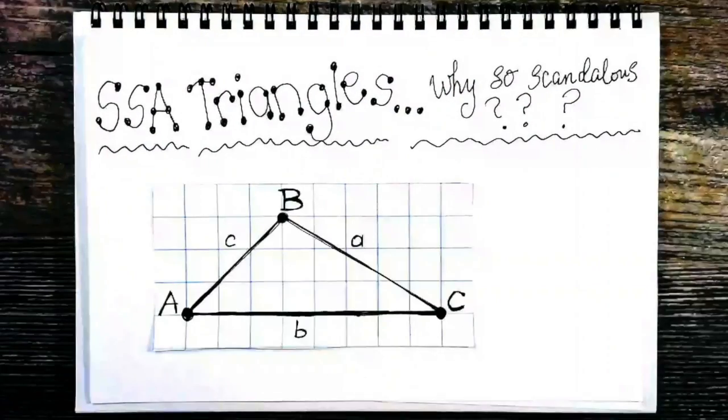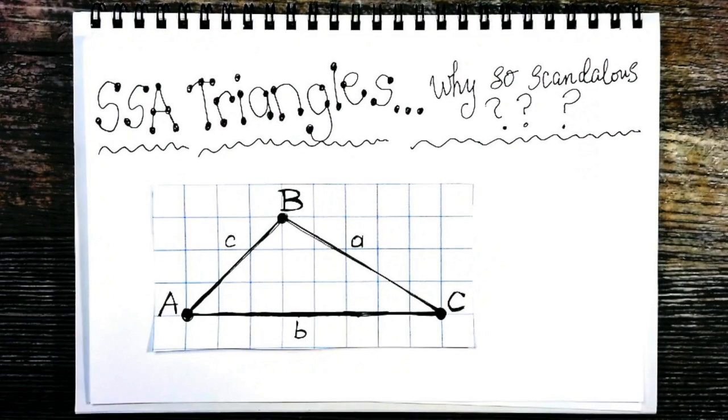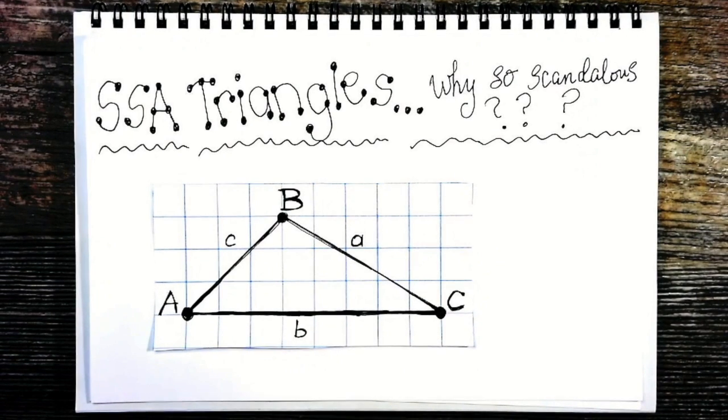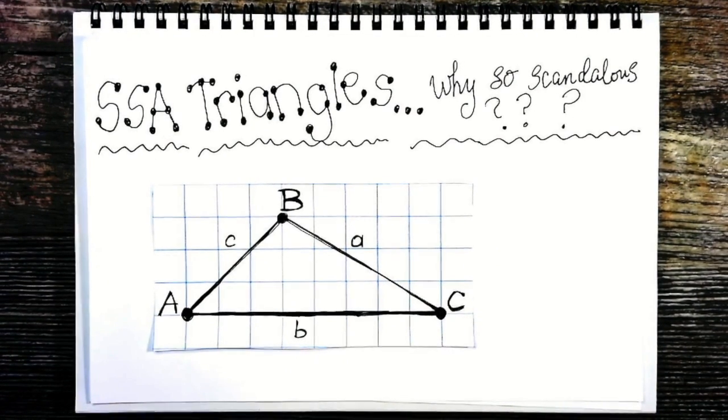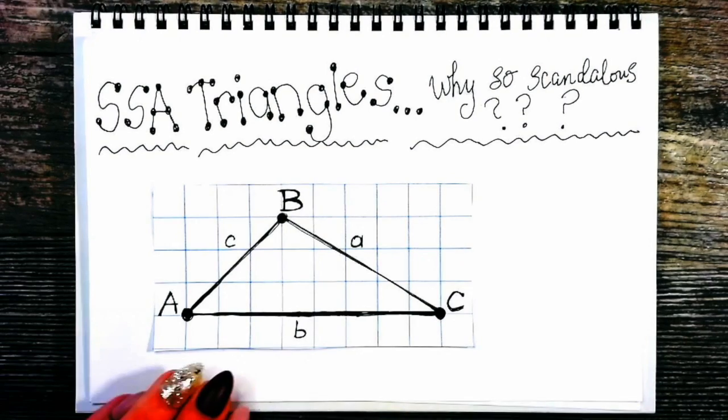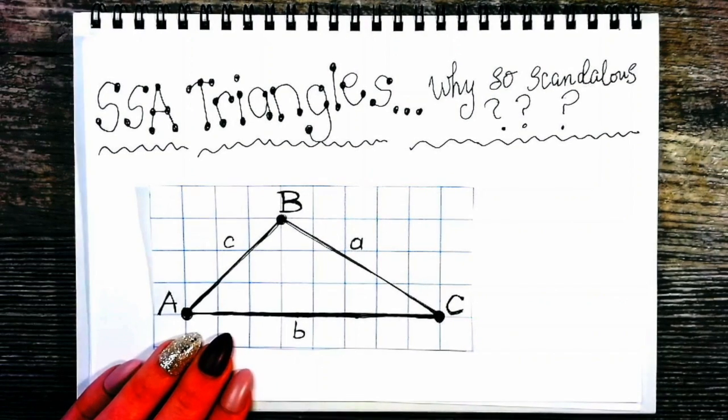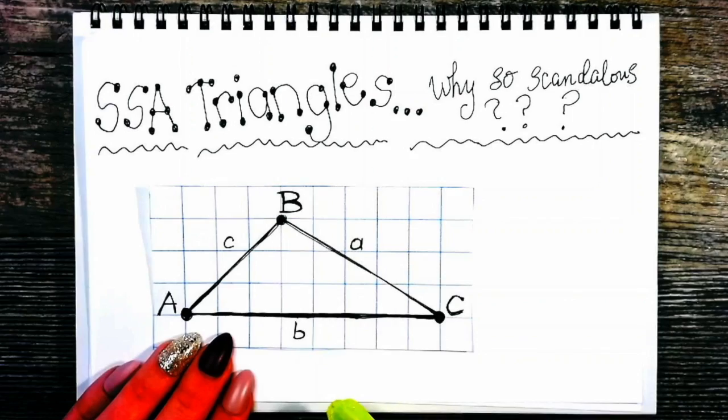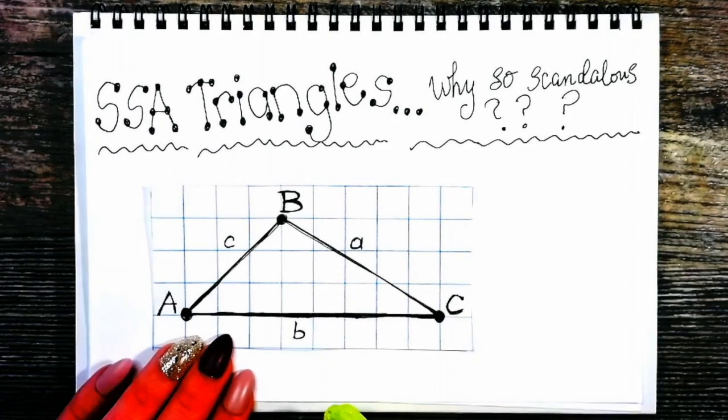Why so scandalous? Well, for starters, if we just reverse the letters that we use for our abbreviation, obviously it's going to spell a word that makes students snicker. But side, side, angle, angle, side, side, whatever way you look at it, this type of triangle causes a lot of problems when we get to the section of law of sines and we are solving triangles, finding all of the missing sides and missing angles.